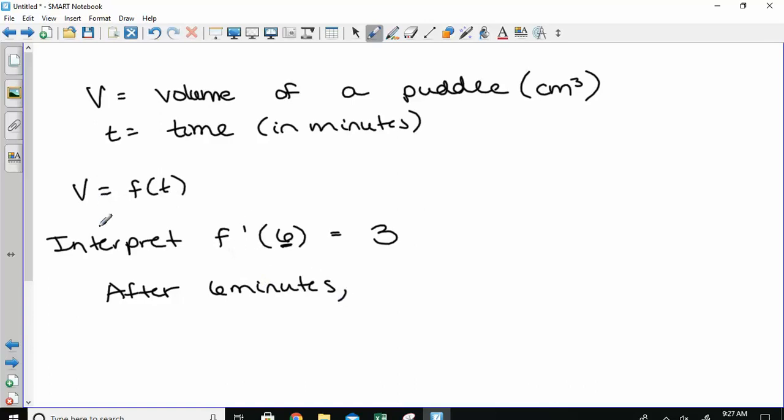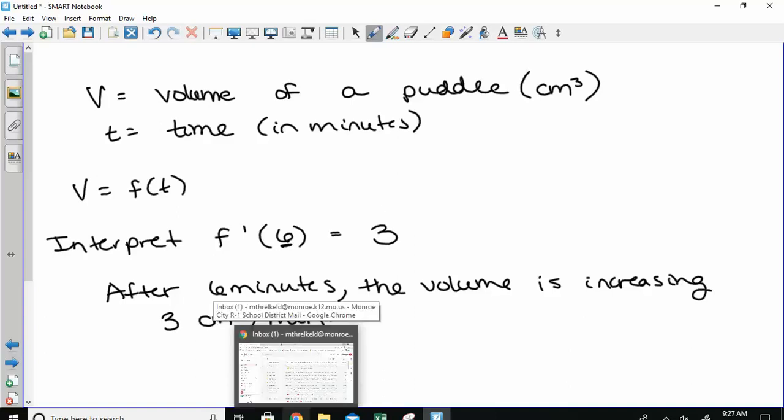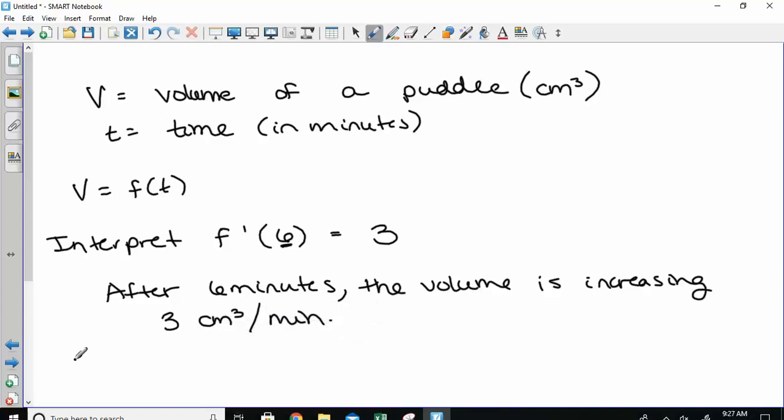F prime. So F is talking about volume. Derivative is a rate of change. It's not what the volume is, it's how the volume is changing. Because this is positive, is the volume increasing or decreasing? So the volume is increasing. Three cubic centimeters per minute. Derivative is a rate of change. So it's something per something when you're giving me units.